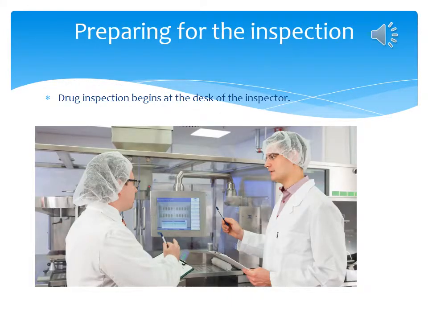Preparing for the inspection. Drug inspection begins at the desk of the inspector. A review should be made of the documents relating to the company to be visited, available from the Drug Regulatory Authority. This may include the manufacturer's license, the marketing authorization files for leading products, reports of adverse drug reactions or the main side effects, complaints and recall records, the results of regulatory surveillance testing, and the inspection file.